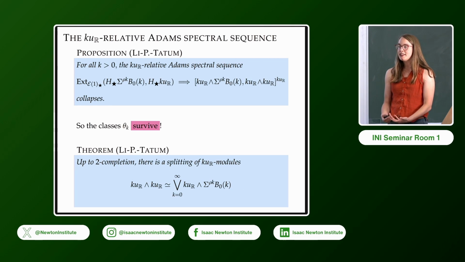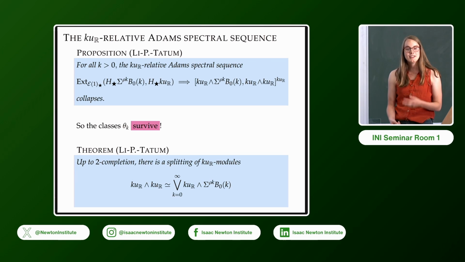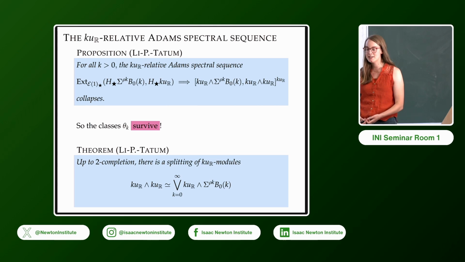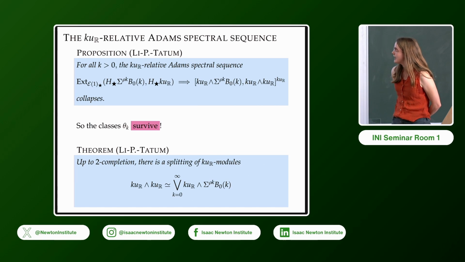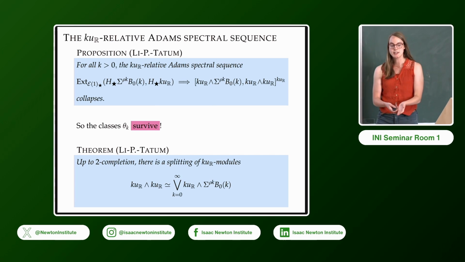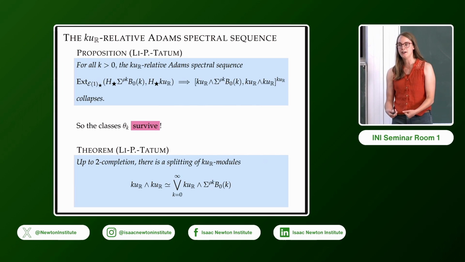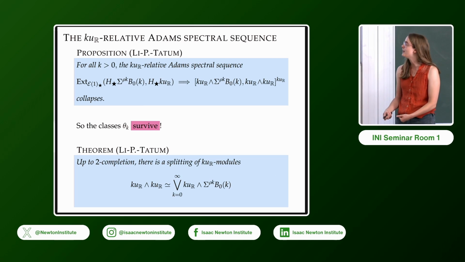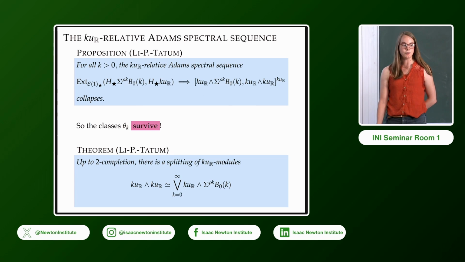And this means that the classes that we're interested in survive the spectral sequence, and so we get our desired splitting: up to 2-completion, there is a splitting of KUR modules in terms of the sum of these shifted copies of the C2 equivariant integral Brown-Gettler spectra and KUR.